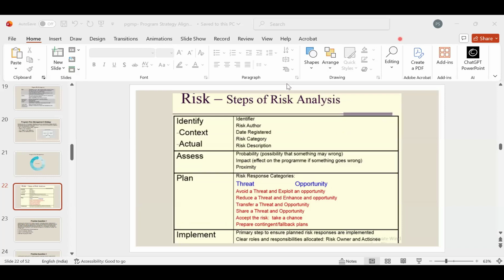Could break for 2 minutes, but I mean, bio bubbles. Oh, you want a break? Yeah, 2 minutes. So we can take a 5 minutes break, right? 2 minutes will be too short. So let's take a 5 minutes break, right? Okay.